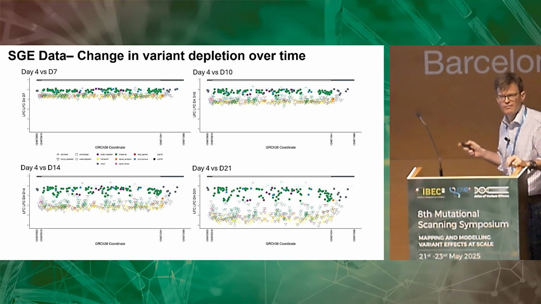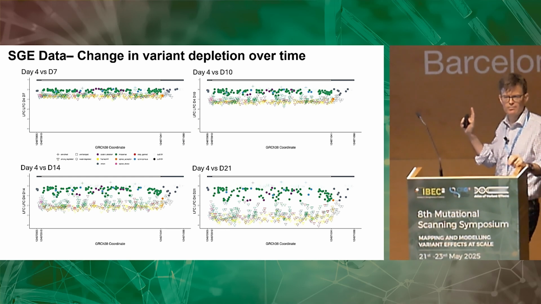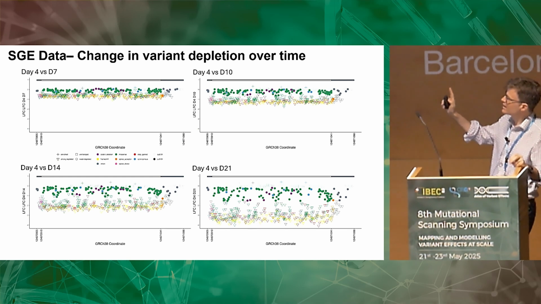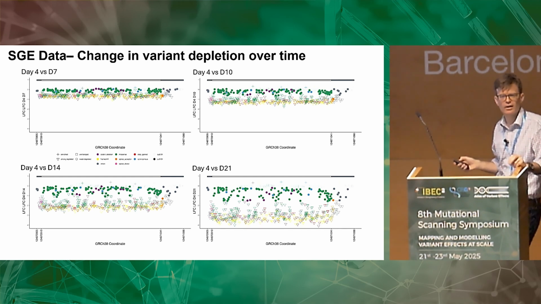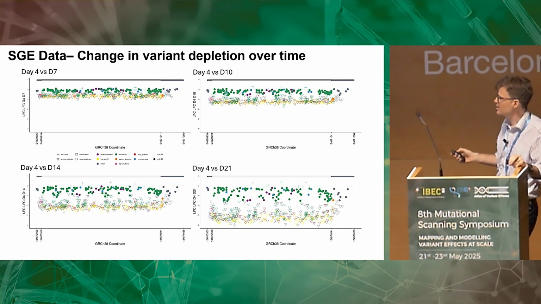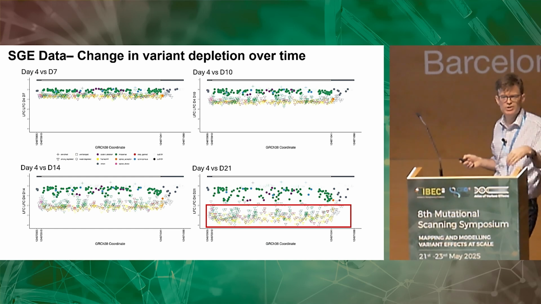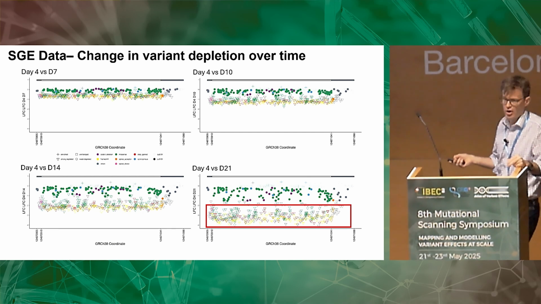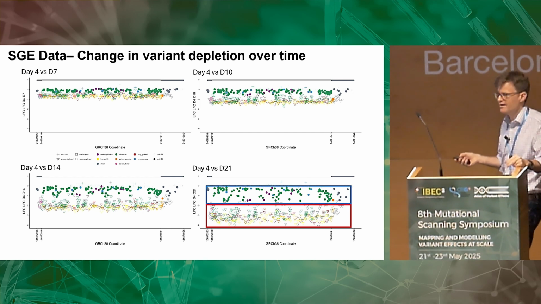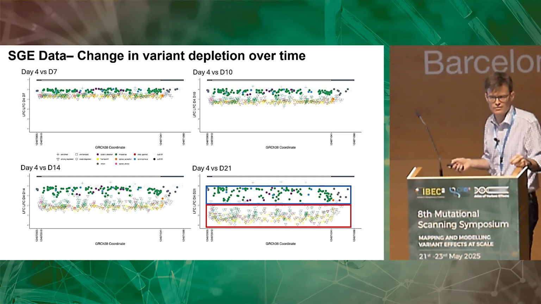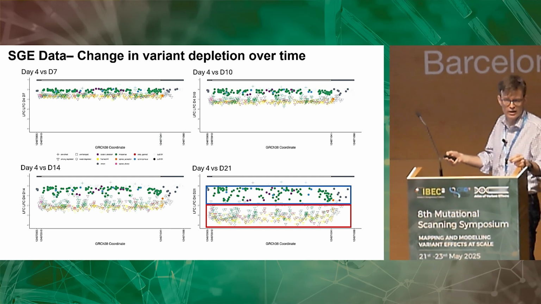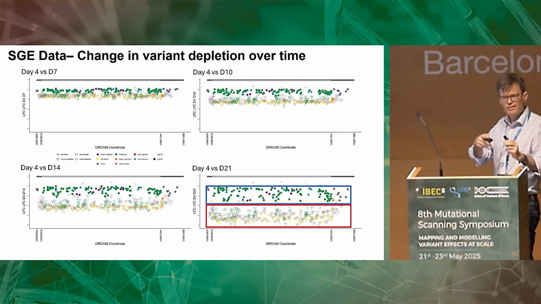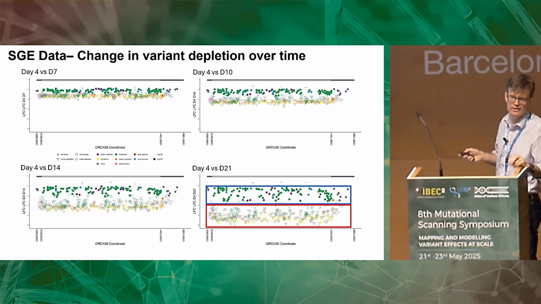So to illustrate this, what I've got here is a time course where we've compared day 4 to day 7 and all these different time points down here to day 4 versus day 21. And when you look at this picture, you can see that there are different variant behaviors. For example, there are these variants here which deplete very quickly, and they deplete to a large degree. And they tend to be stop codons and also frameshift variants. And then there are these variants here which tend to be missense variants, and they deplete much more slowly. So it's not just 0 or 1, there's a gradient of variant effect that we can observe in these saturation experiments.